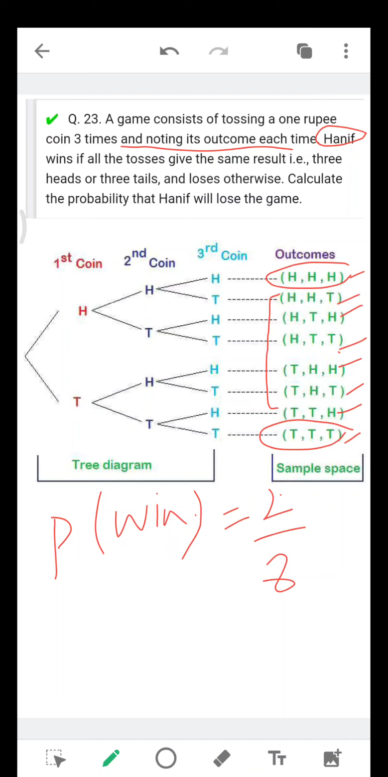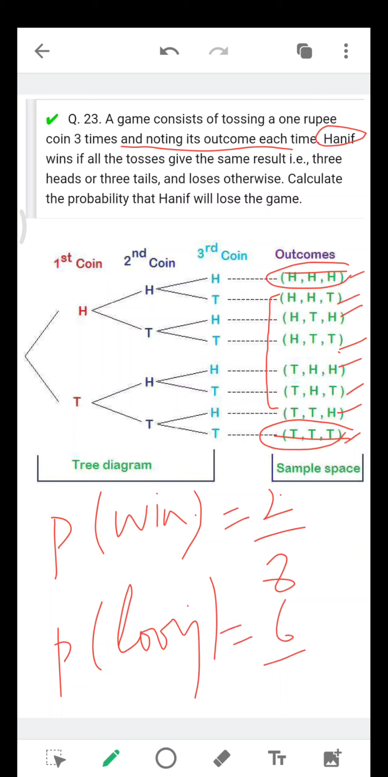Now if you don't get heads on all, or if you don't get tails on all, then Hanif is losing. So what is the probability of Hanif losing the game? It will be 6 by 8, which comes out to be 3 by 4. This is the probability of Hanif losing, and this is the probability of Hanif winning. If you simplify it, it's 1 by 4. So the probability of losing is more when compared to the probability of winning.